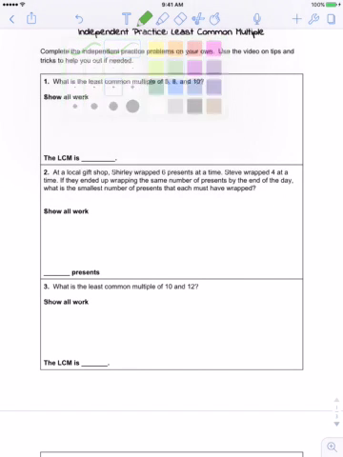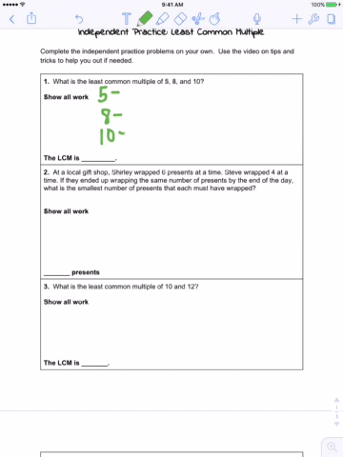So in number 1, I have 5, 8, and 10. I like the list method. If this isn't a method that you like using, that's quite all right. Use your method. So I like to list multiples. I usually say my rule is list the first 5, but if you need to continue and move on past that, that's fine. So remember, multiples are just like we're multiplying or skip counting.